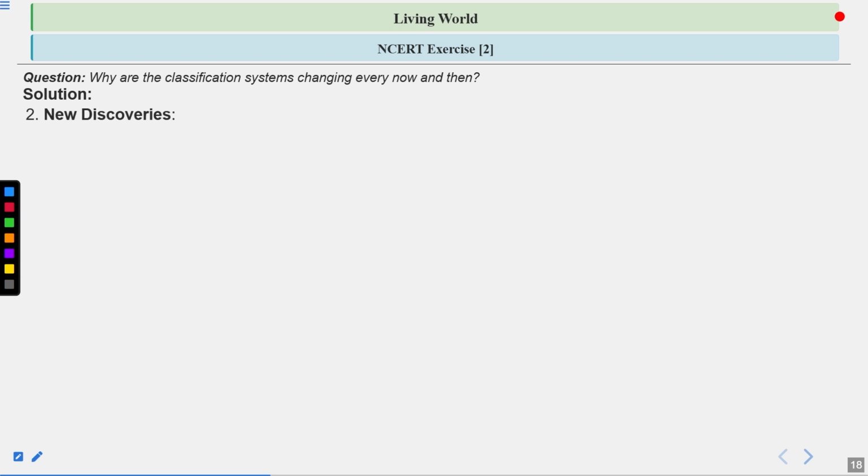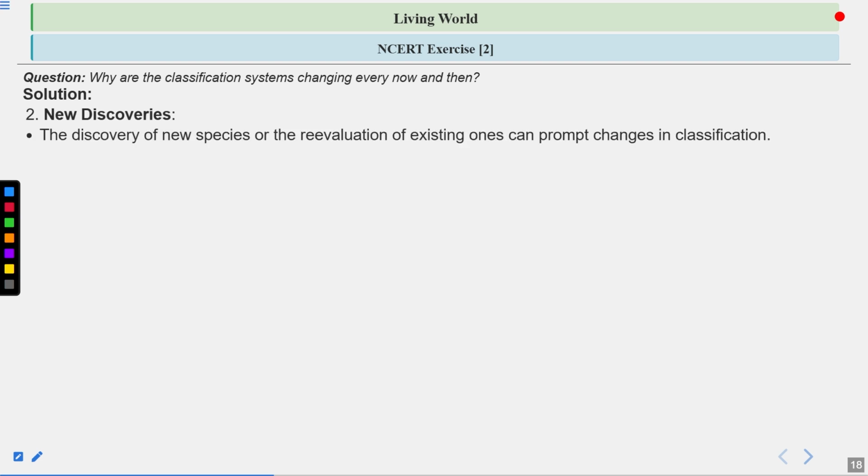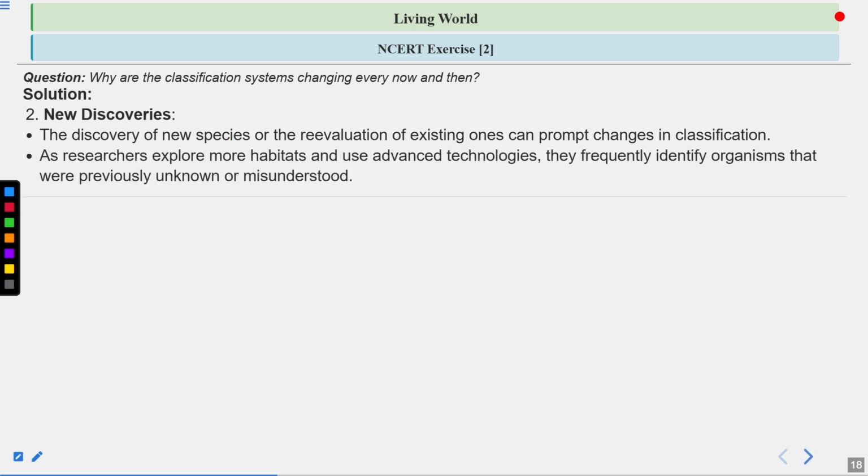Next one is new discoveries. New species are being discovered, or there is a re-evaluation of the existing species, because again we have better techniques now. We are exploring new habitats and the technology is also advanced. Clear? So now we can better understand the organisms, and we can also understand the previously unknown or misunderstood organisms. So that's why there is a need for reclassification.